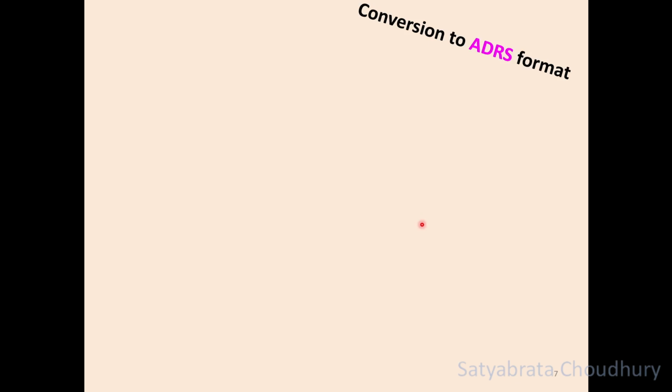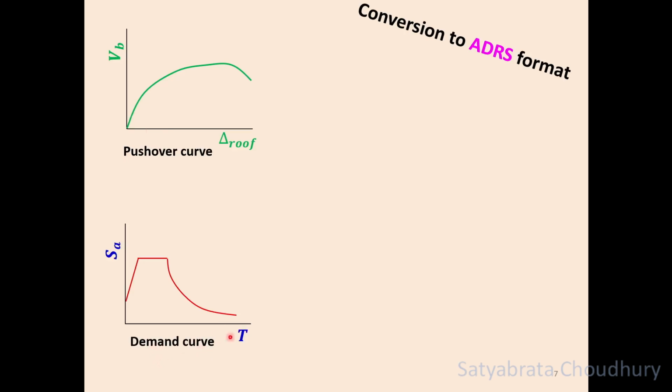You should be clear, we are converting the design diagram to ADRS format and the capacity curve or pushover curve to the ADRS format. So we have taken the pushover curve here, which is between roof displacement and base shear, and we have taken the demand diagram or the design spectrum, which is between the time period and spectral acceleration or spectral acceleration ratio. It is to be converted to a common coordinate system. So we take spectral displacement on the x-axis and spectral acceleration on the y-axis and plot both the demand diagram and capacity diagram. Their shape does not change after the conversion, so they will look like this.